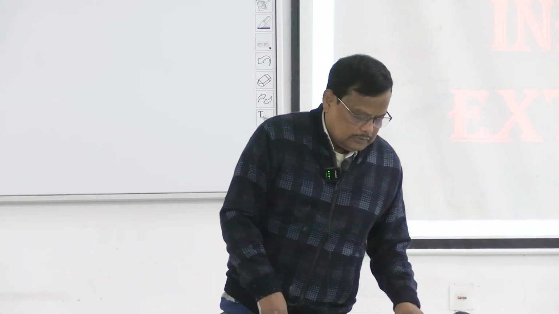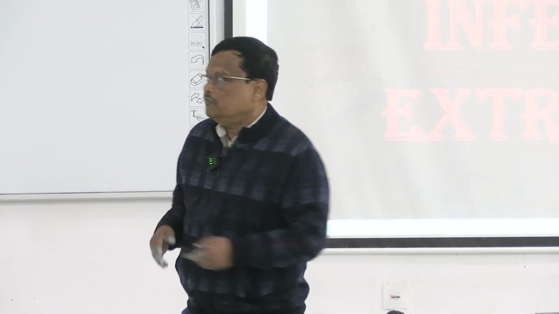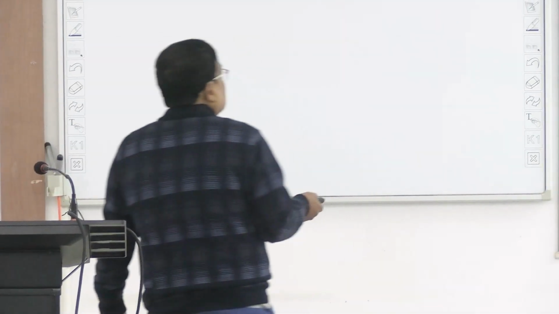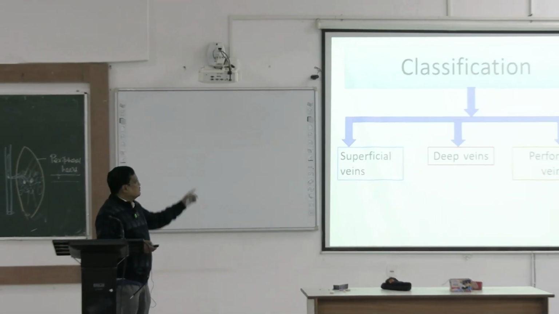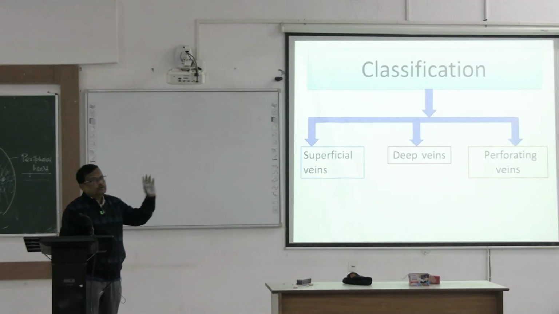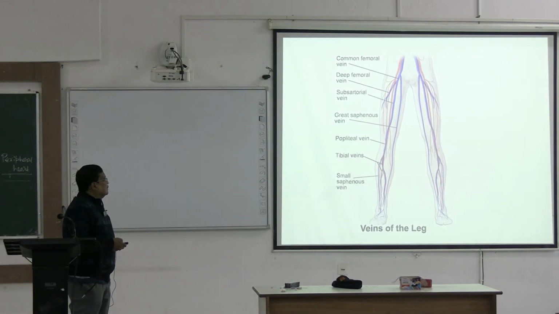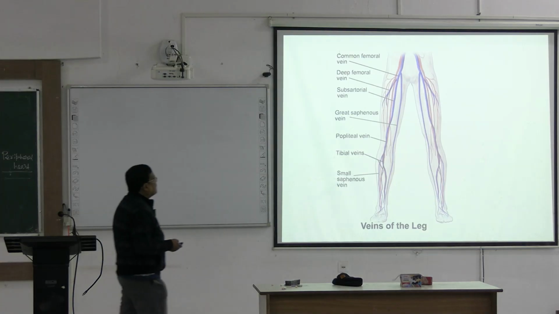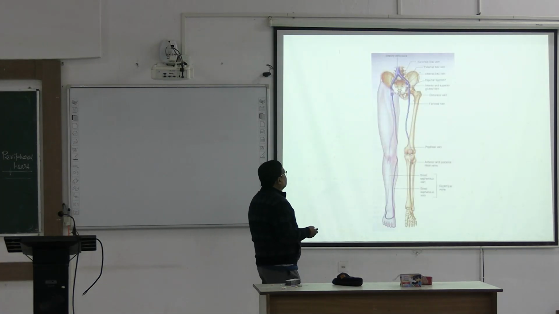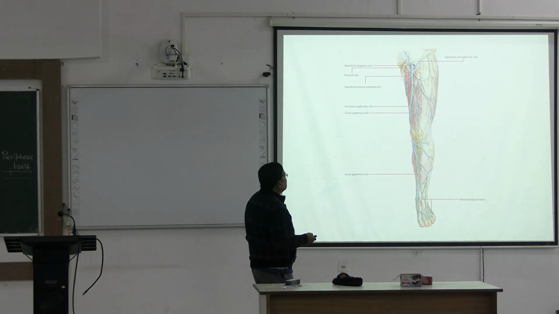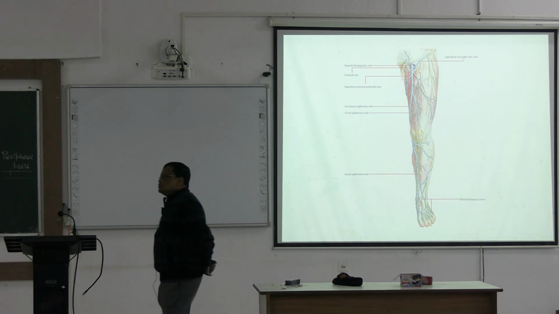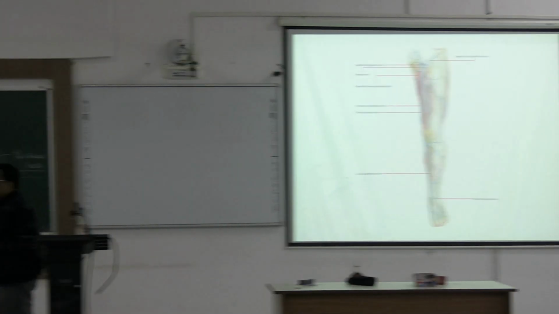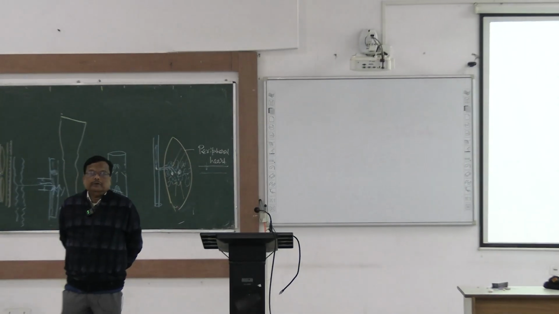So these are the initial introduction of the venous drainage of the inferior extremity. The classification of the veins: the superficial veins, deep veins, and perforating veins. The first, the superficial veins, includes the great saphenous vein. What are the examples of the superficial veins of the inferior extremity? Mainly two, and they have tributaries.